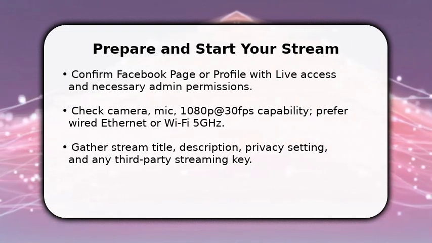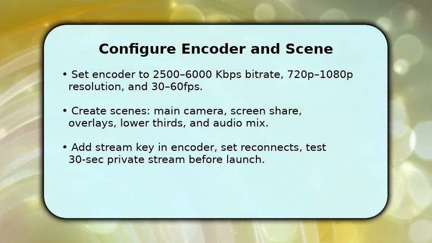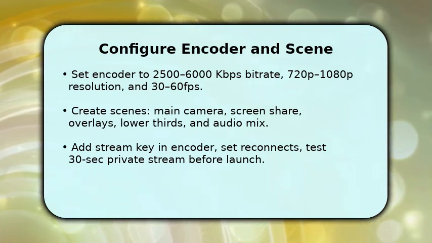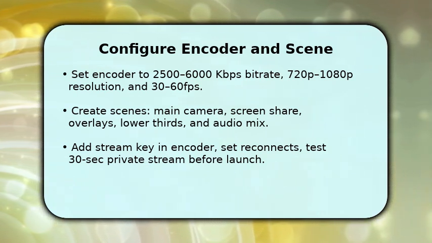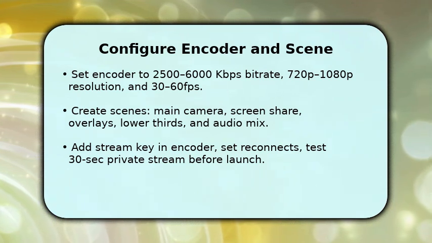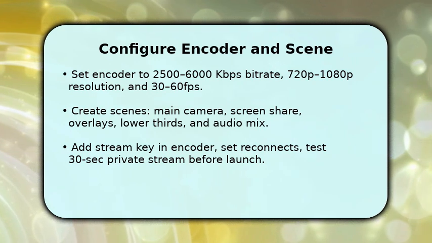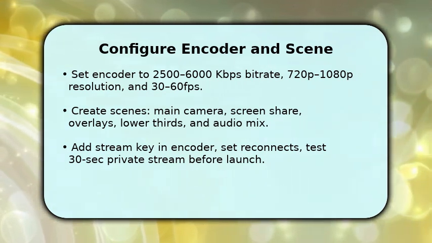Once done with account setup, configure your encoder. Set bitrate between 2500 and 6000 kbps depending on upload speed, match resolution to your camera, and choose 30 or 60 fps. Create scenes in OBS or your hardware encoder, live camera, screen share, graphics, and a microphone mix, and assign hotkeys for quick switching. Then paste Facebook's stream key into the encoder and enable auto reconnect options.